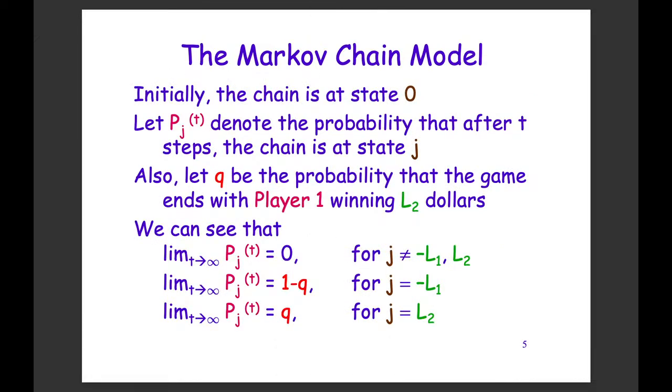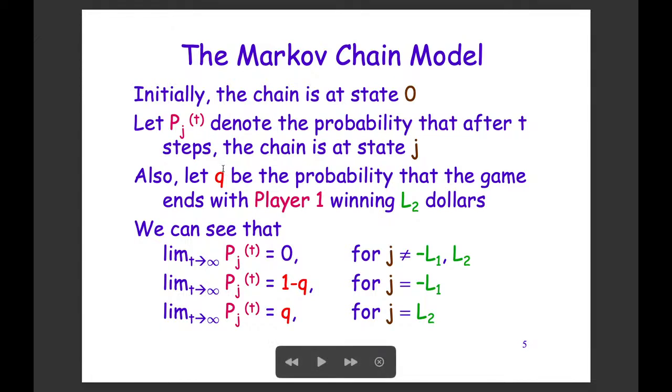Okay, so suppose that the game starts when we have no flips. In that case, we will be at state 0 when the game starts. Let's define some notation. We let p_j(t), where t represents the time and p_j means the probability that we are at state j. So what is the chance that we are at state j after we have run t steps? We will use p_j(t) to denote such a probability.